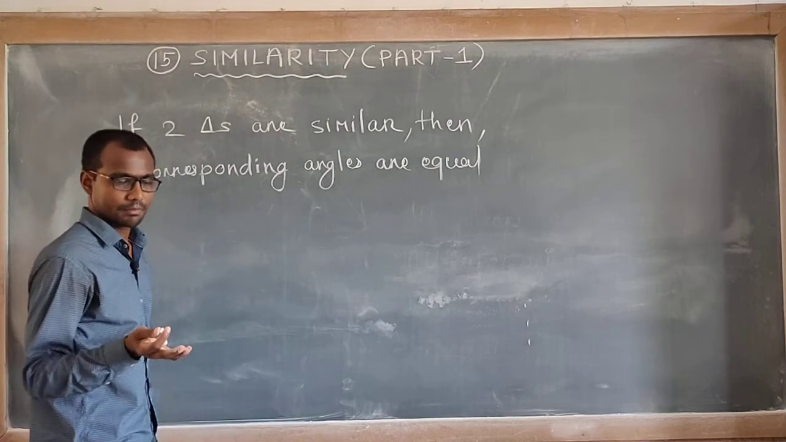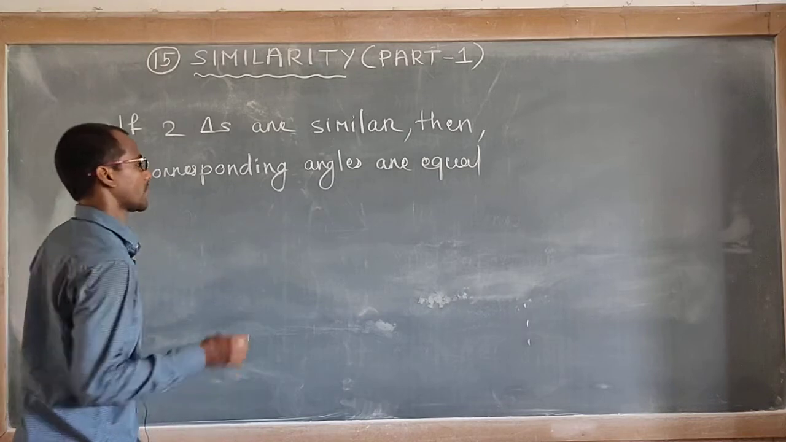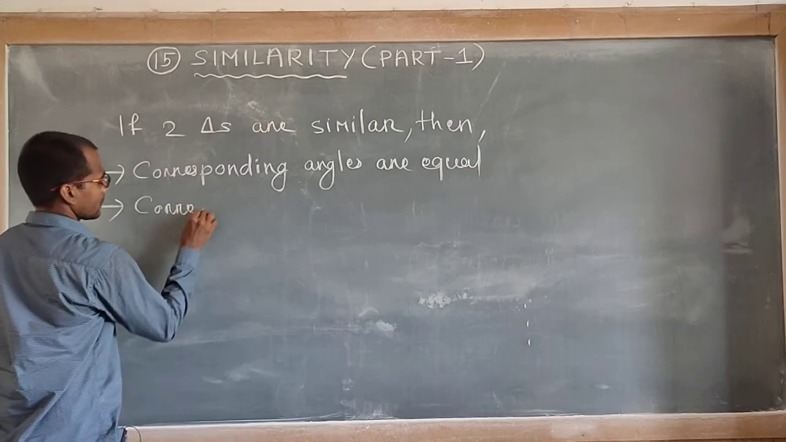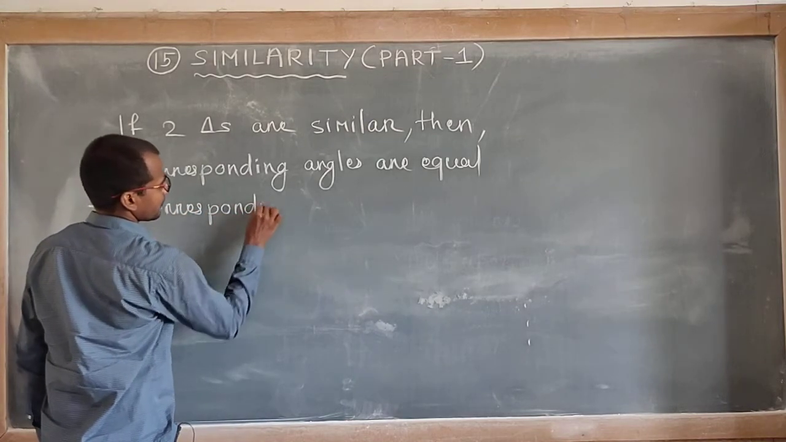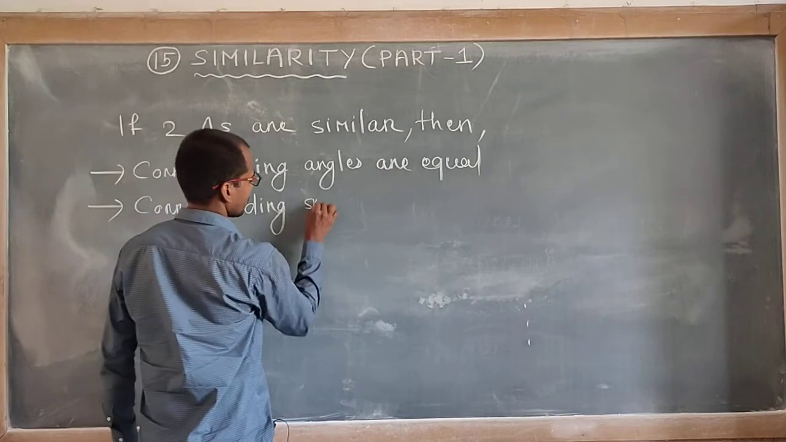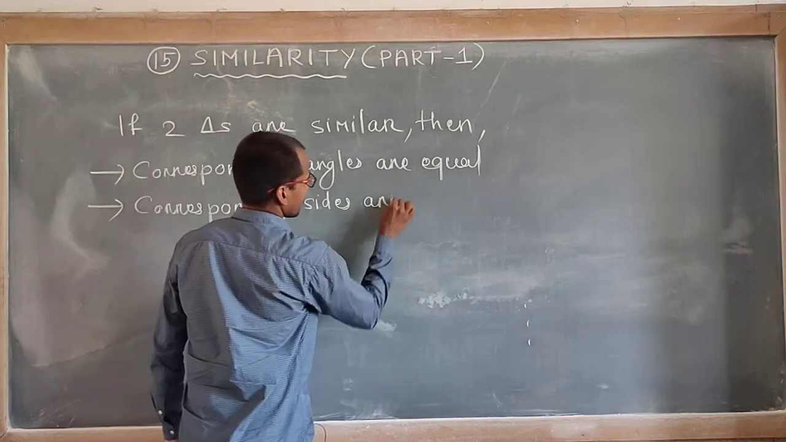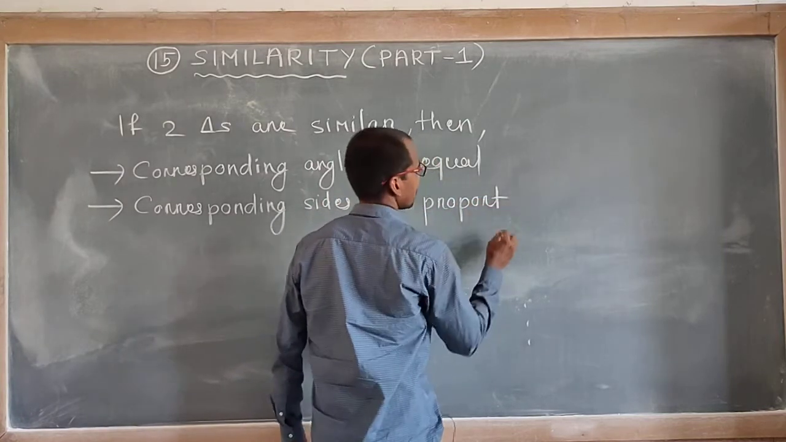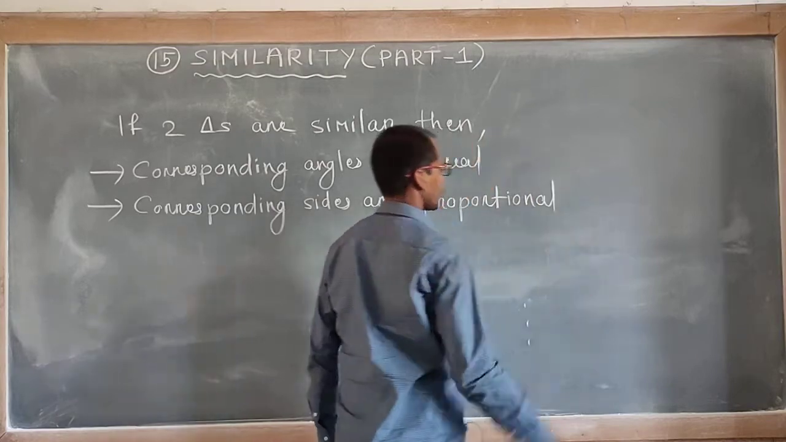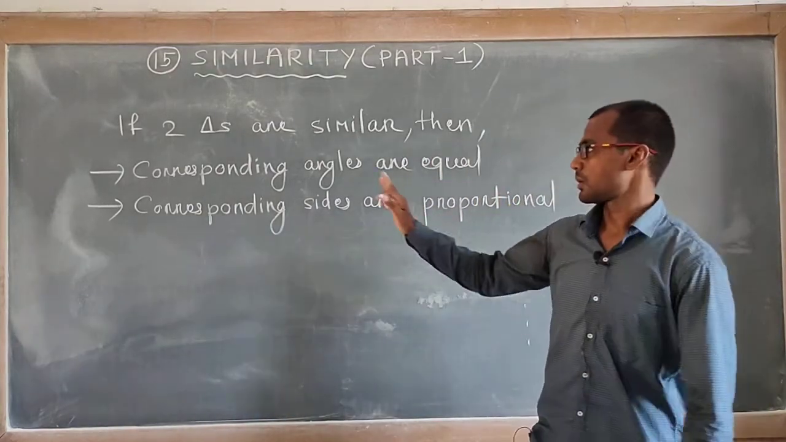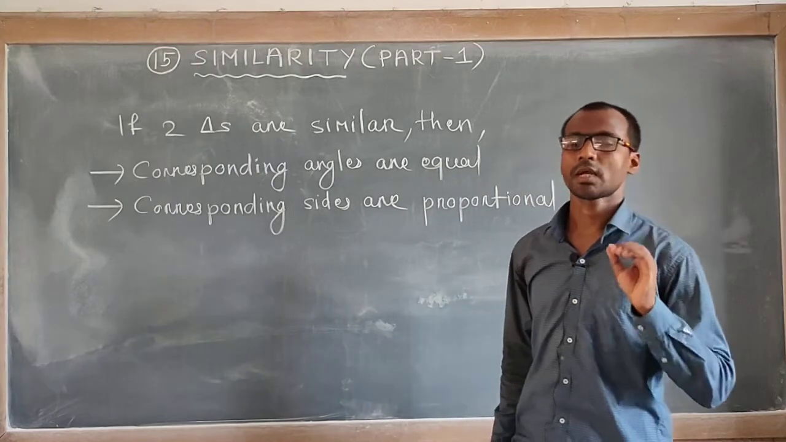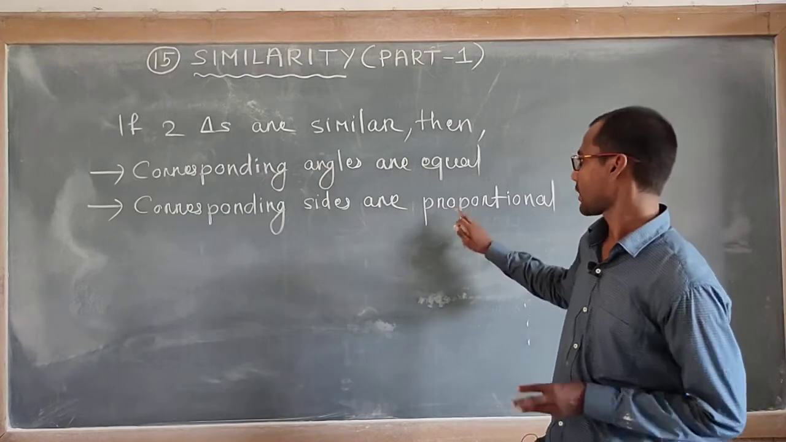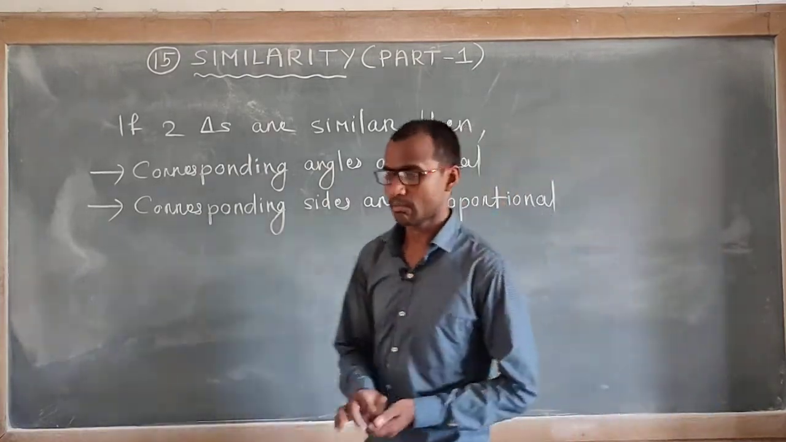Size may be same, may not be same. So we cannot say that the sides are equal. We can say that the sides are proportional. So corresponding sides are proportional. Remember these two important points. When two triangles are similar, corresponding angles are equal, corresponding sides are not equal, they are proportional. Let us take an example to understand this.